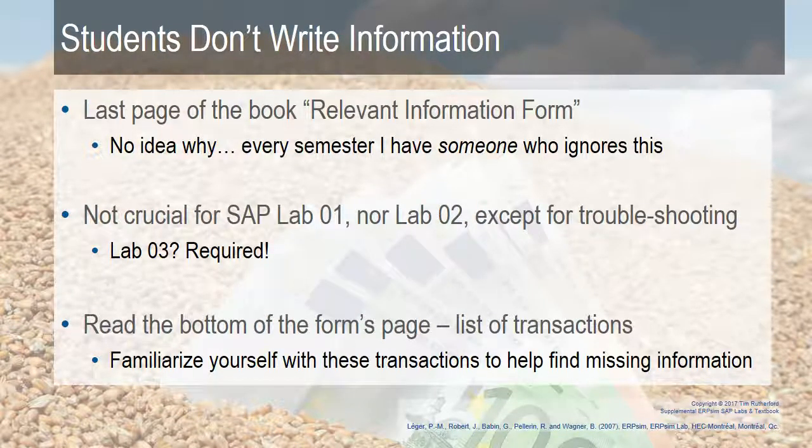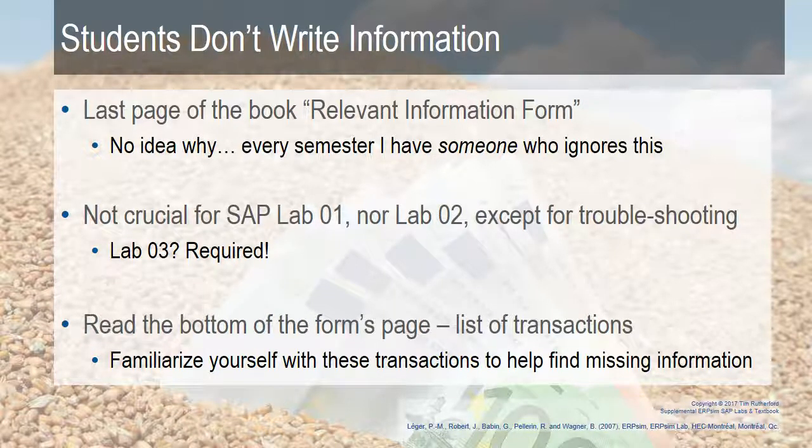Another one that I see, students don't write down the information. The last page of the book is the relevant information form. I have no idea why, but every semester I have someone who ignores this. It says throughout Labs 1, 2, and 3, write this down on line whatever, and make sure that you have it there. It's not really crucial for Lab 1 or Lab 2, except for troubleshooting.